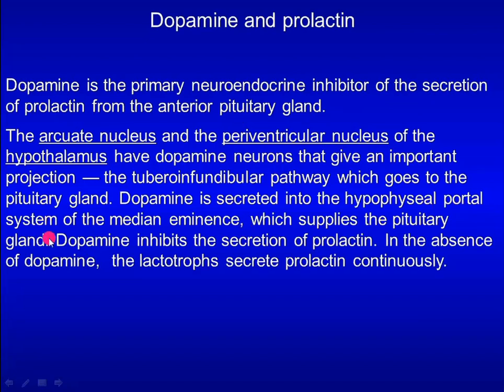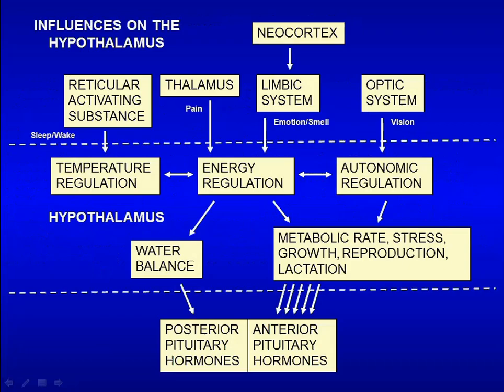Dopamine inhibits the secretion of prolactin. In the absence of dopamine, the lactotrophs secrete prolactin continuously. As I described to you earlier, the hypothalamus links the nervous system to the endocrine system. Here, the hypothalamus receives inputs from the nervous system. The hypothalamus responds by controlling the release of hormones from the anterior and posterior pituitary glands.